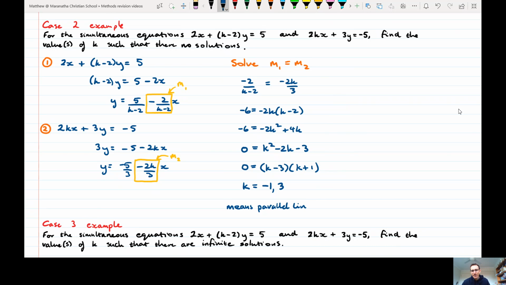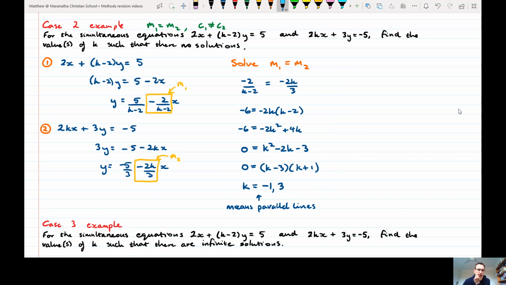But it doesn't necessarily mean no solutions. To find no solutions, also remember we had to look at the case where the gradients were equal, but the y-intercepts were not equal. Sorry, I wrote that wrong. So the gradients were equal, but the y-intercepts could not be equal. So now I must check the y-intercepts.